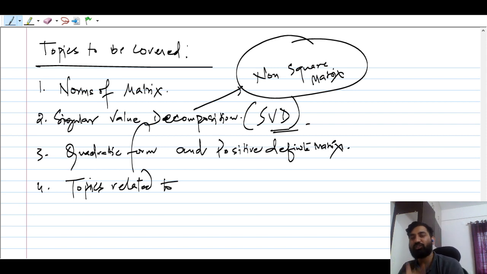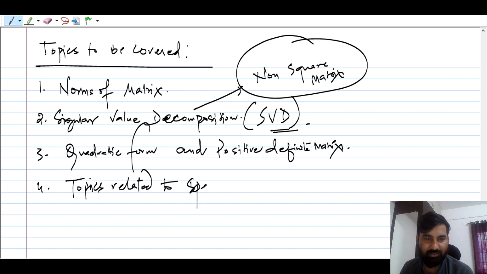So here there will be two orthogonal matrices, and in the middle there will be a diagonal matrix, remember. You will multiply two orthogonal matrices, and in the middle there will be one diagonal matrix. We'll see how to get that, and topics related to basics of matrices.